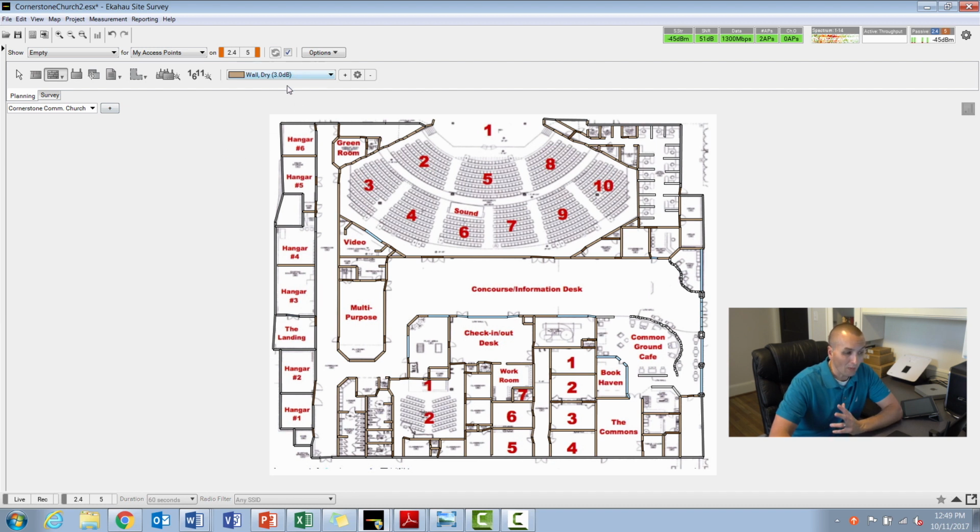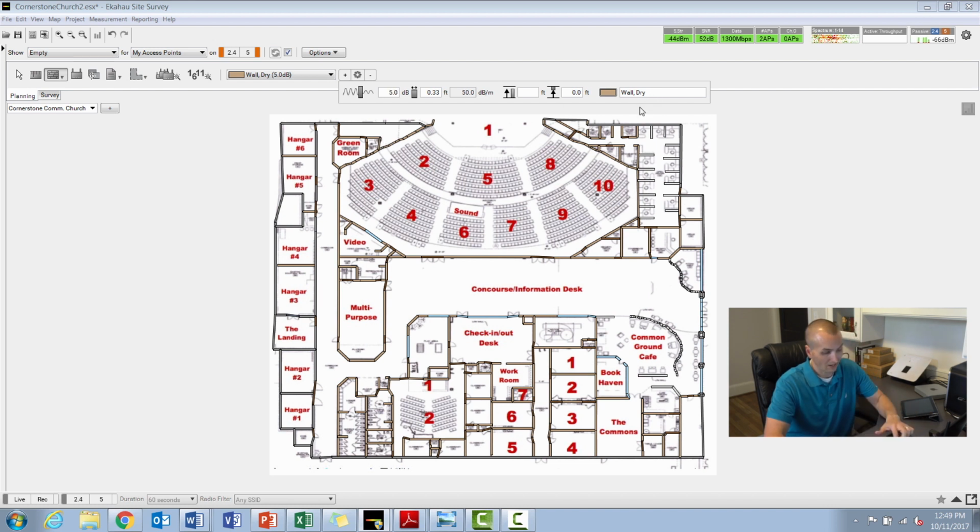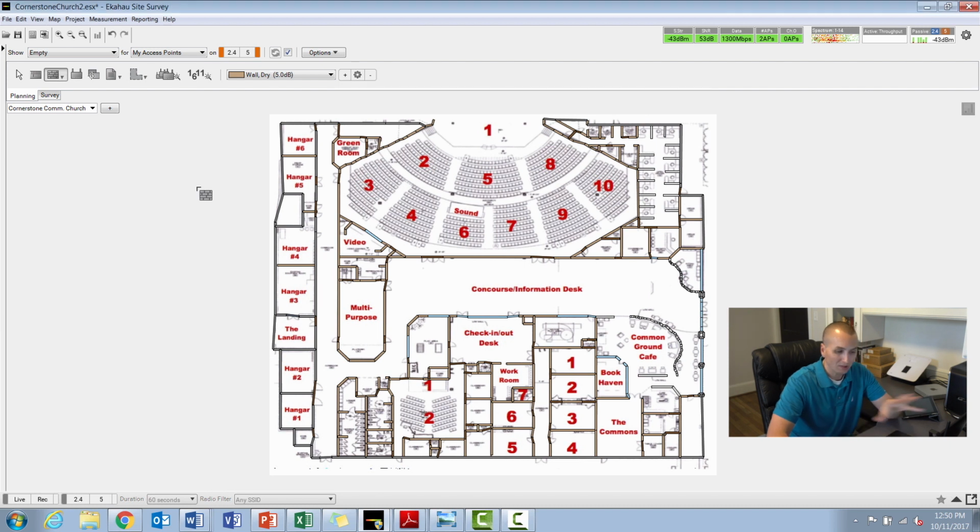So right here, drywall, if I wanted to modify that, I can just simply say I measured this at 5 dB, and I can give it a different name as well. So you can create the custom measurements and building material attenuation levels throughout that environment. And you start drawing the facility, right? You draw it throughout the facility.